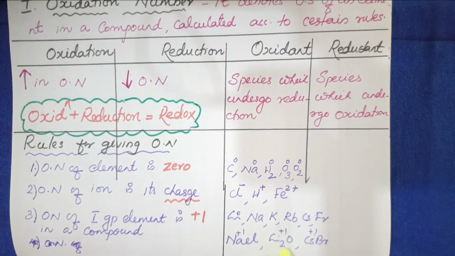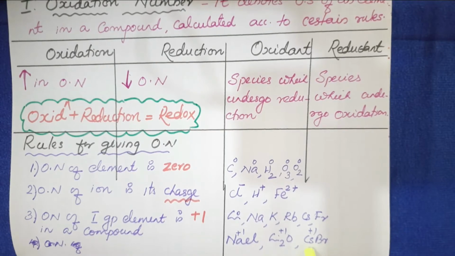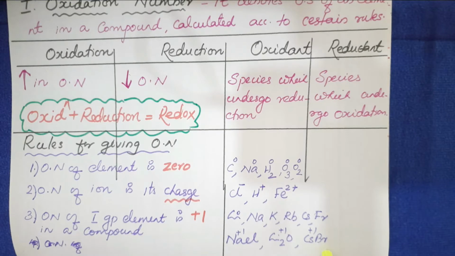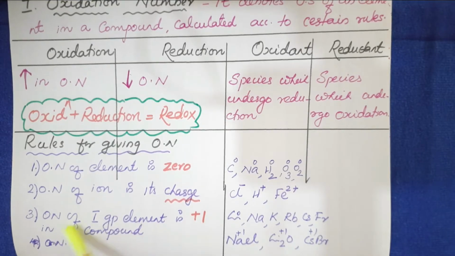Clear? In the case of Li2O, lithium is not in the uncombined form. It is in the compound. Therefore, here the oxidation number of lithium is +1. Here, in the case of cesium bromide, cesium is not in the elemental form. It is in the combined form or in the compound. Here, the oxidation number of cesium is +1. That is, oxidation number of first group element is +1 in a compound.